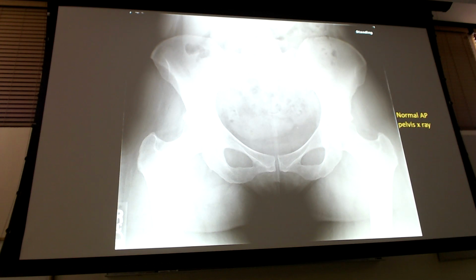This is common. They will come in with the symptoms. They will come in with the complaints. You're fully expecting to see something, and there's nothing there. This is going to be most of your x-rays. Completely normal.